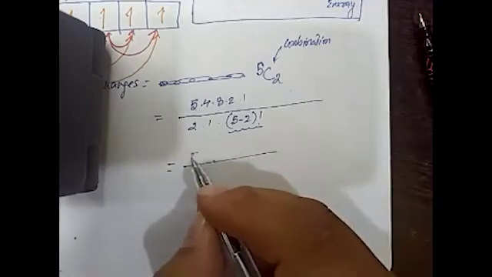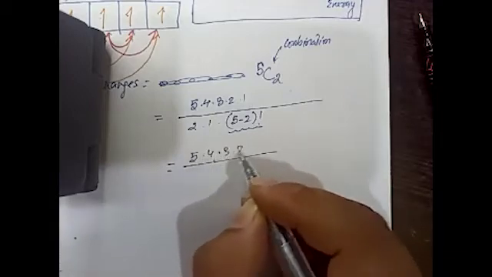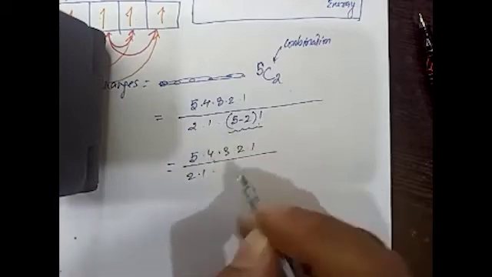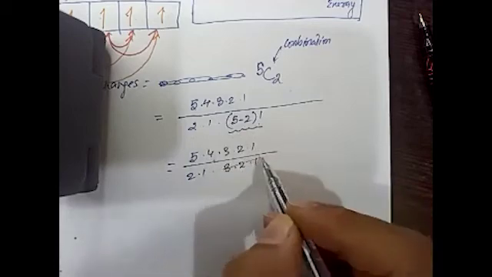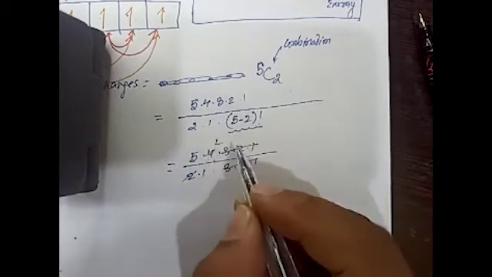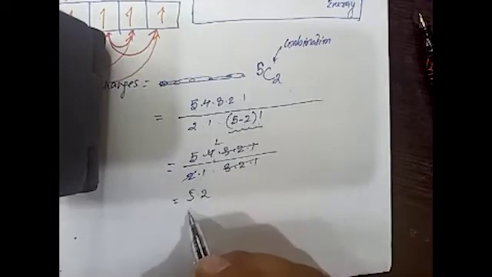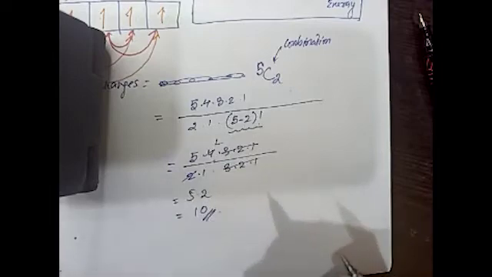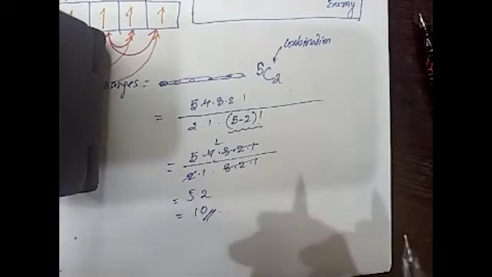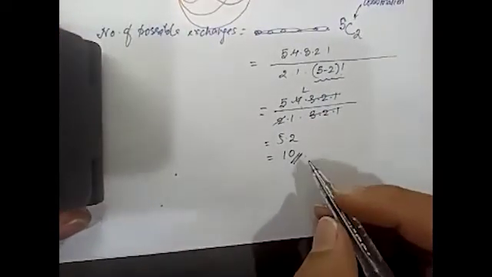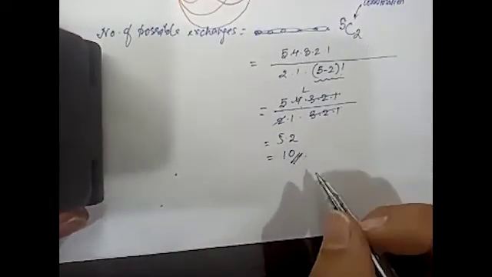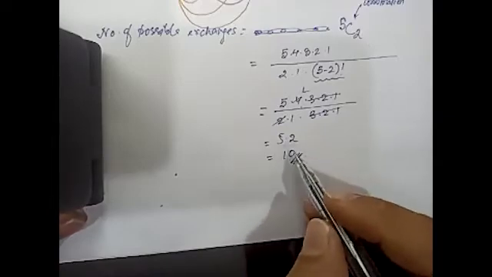So it will be 5 into 4 into 3 into 2 into 1 over 2 into 1, into 3 into 2 into 1. Cancelling, 2 twos are 4, so 5 twos are 10. Total number of possible exchanges is 10.